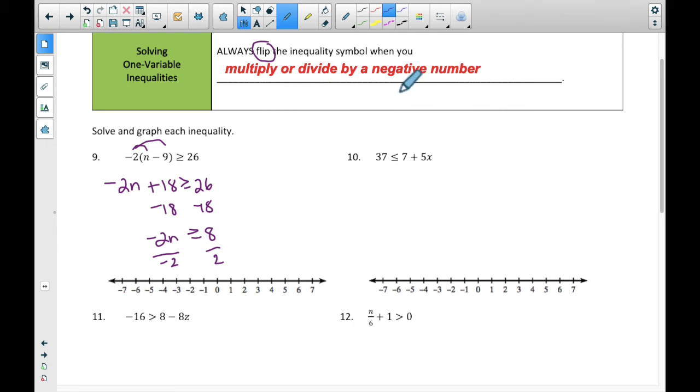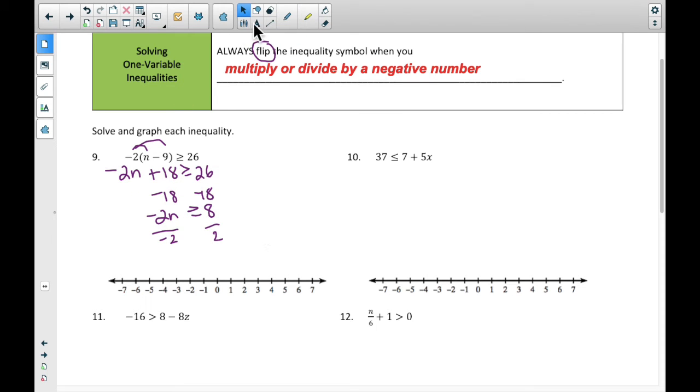I'm running out of space. Let me see if I can make some space for myself. Okay, I was able to scoot some things a little bit so I could get some space there. So when I do this, I'm dividing by negative 2. I'm going to point my sign the other way. I have to do that, divide by negative 2. That gives me a negative 4 over here. It gives me an n over here.